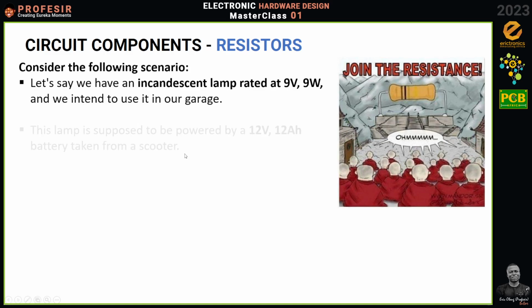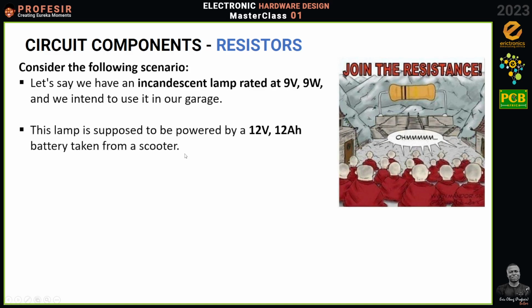And we intend to use it to light up our garage. However, the battery that we're going to use, our energy source, is a battery we took from a scooter, a very small motor, and it is rated 12 volts, 12 amp hour. We are supposed to use this to power a lamp that is rated 9 volts, 9 watts. Okay.